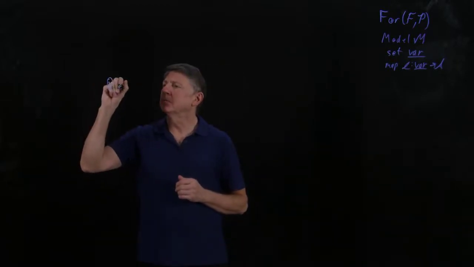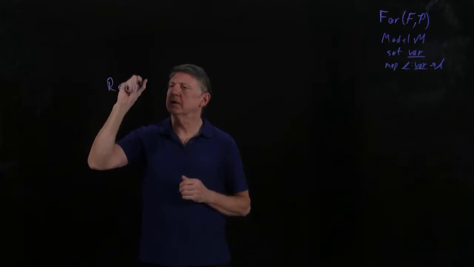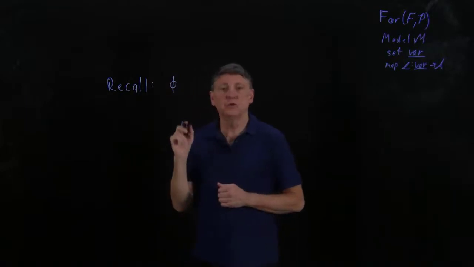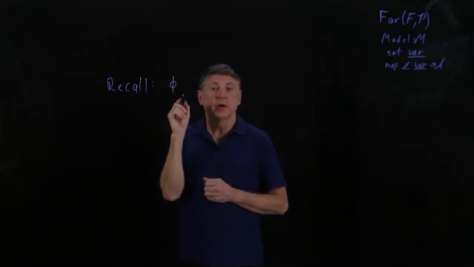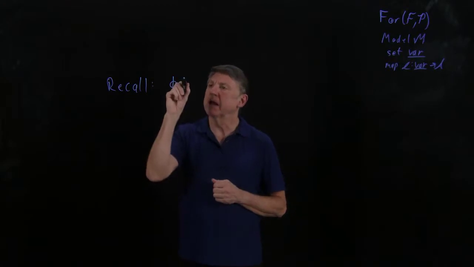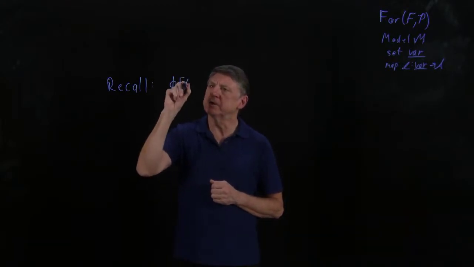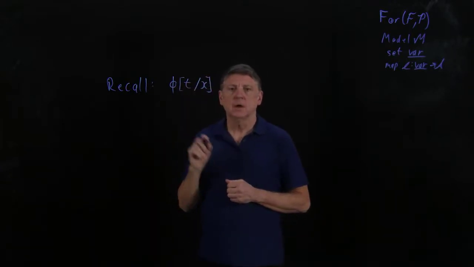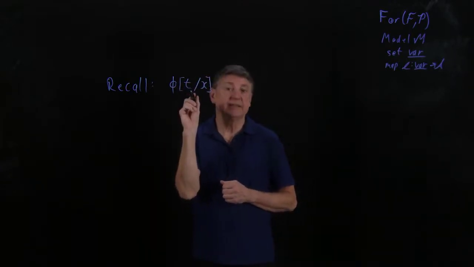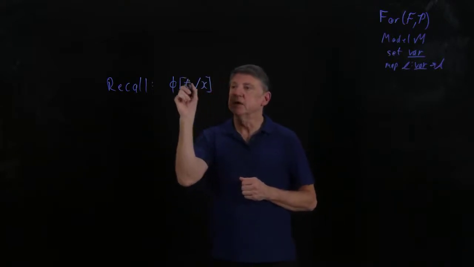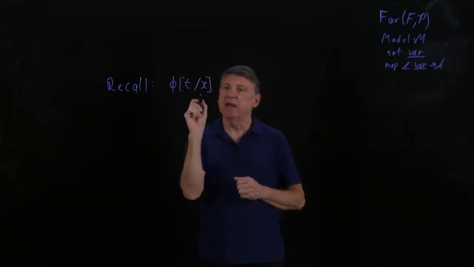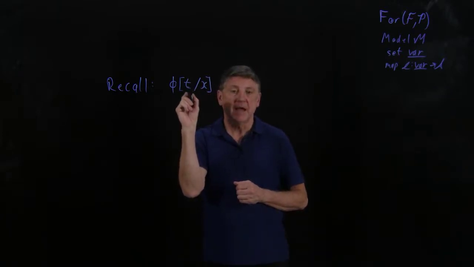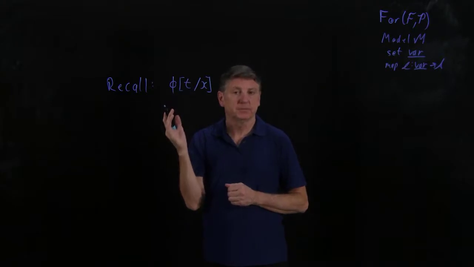Let's recall from predicate logic that sometimes we have a formula, and what we want to do is substitute a term in place of a variable. And the way that we wrote that was we substitute a term for a variable. This was a syntactic statement. That is, we would go into the syntax, and then for every occurrence of x, we would replace it with the term t. And t was usually some other variable.